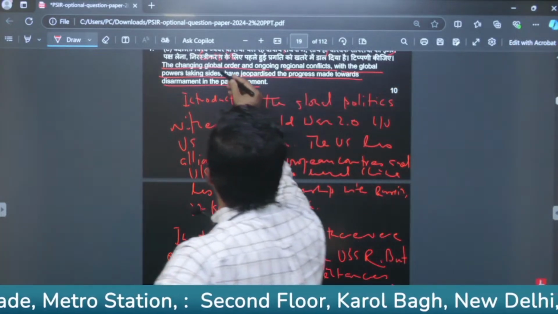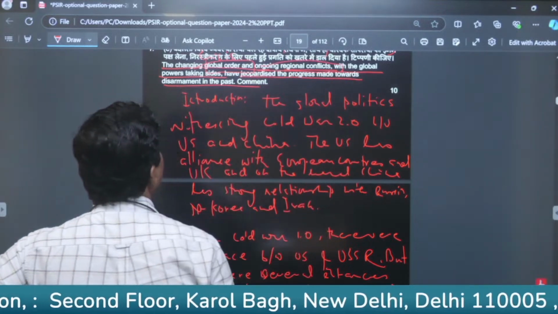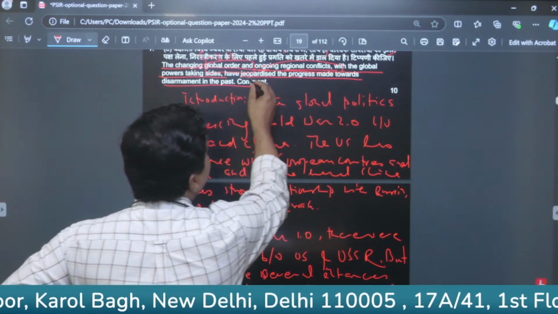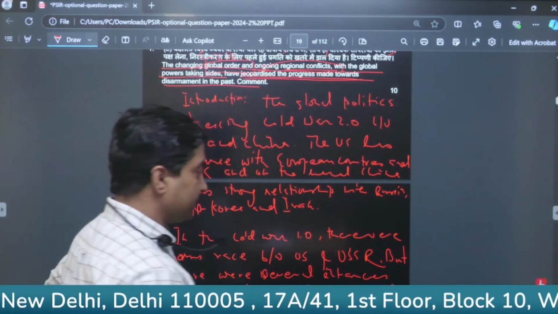So, with the changing global order and ongoing regional conflicts, with the global powers taking sides, there is a jeopardy to the progress made towards disarmament in the past, right?